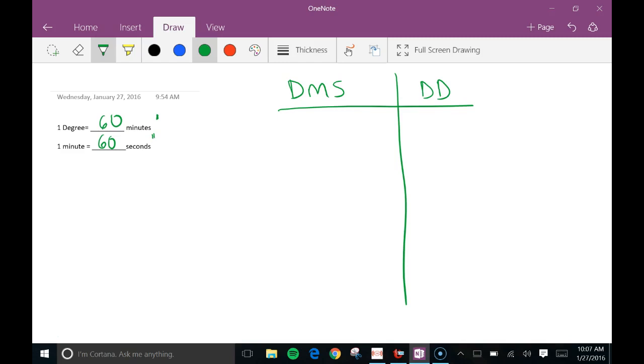So let's just say I start off with 45 degrees, 30 seconds. Well, think to yourself, 30 out of 60, this should come out to be 45.5 decimal degrees. So we're just converting it to out of tenths instead of out of 60ths.